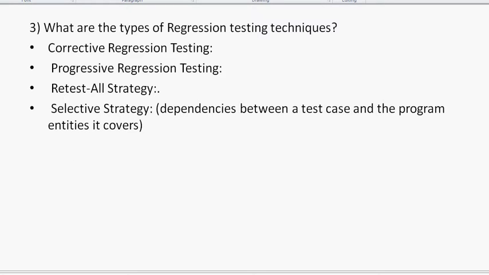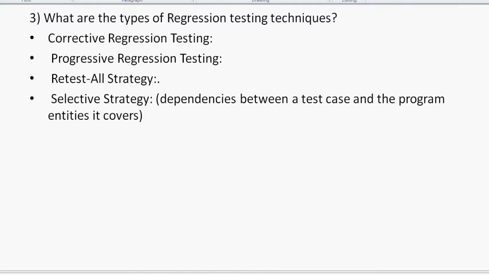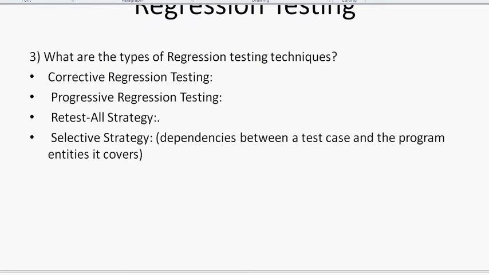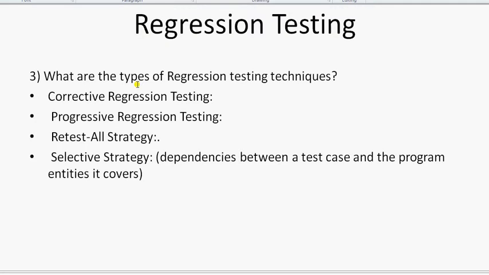What are the types of regression testing techniques? Corrective regression testing, progressive regression testing, retest all strategy, and selective strategy. Now, corrective regression testing, the specification and test cases remain the same, so you are reusing the test cases. Progressive regression testing, the specifications are changed and the test cases are changed.